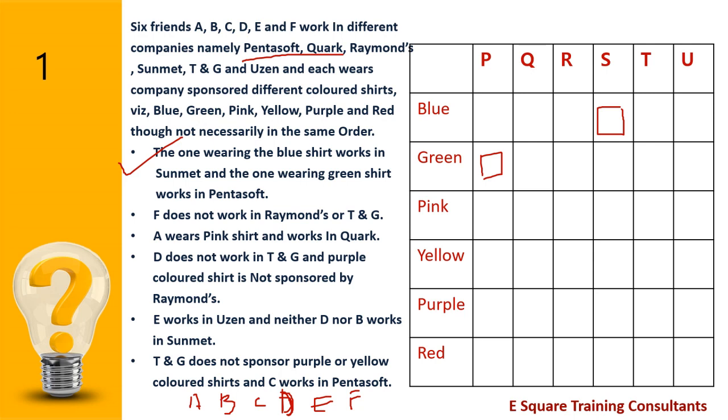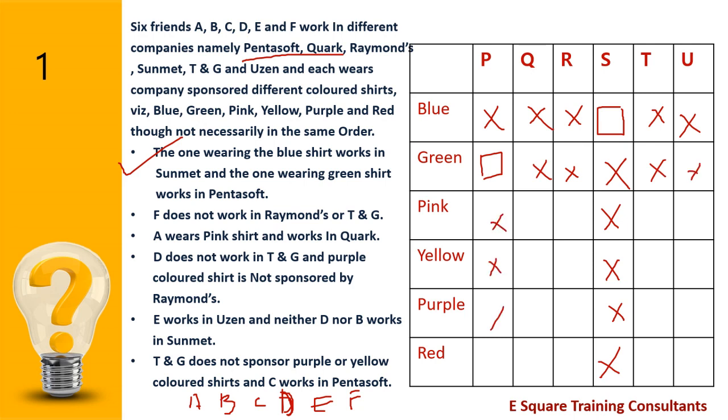Now it just means that blue is sponsored by Sunmet. So of course no other company sponsors the blue color shirt. So I can put a crossover, and in the same way Sunmet does not sponsor any other color shirt. So I am crossing over vertically as well. The same thing is for Pentasoft and green as well. So green is sponsored only by Pentasoft. No other company sponsors the green color shirt. And also Pentasoft does not sponsor any other color shirt. So I can put a crossover.